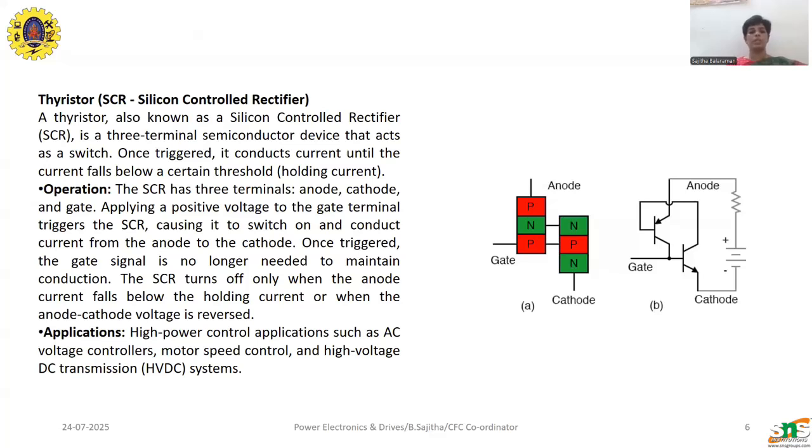Now the major thing is, what are the applications of SCR? The major applications fall in high power control applications such as AC voltage controllers, motor speed control, and high voltage DC transmission, that is, HVDC systems.